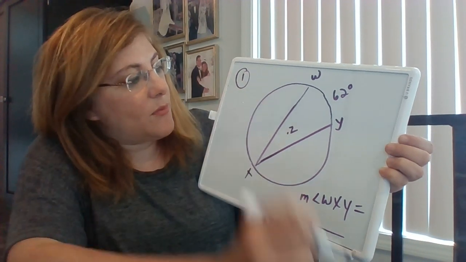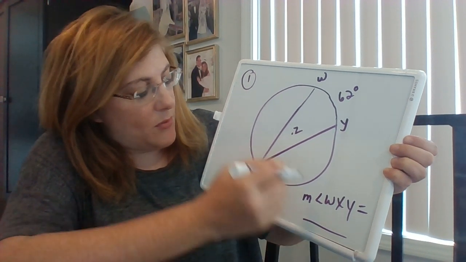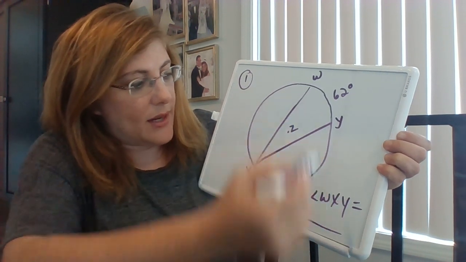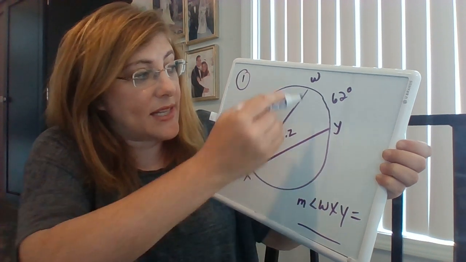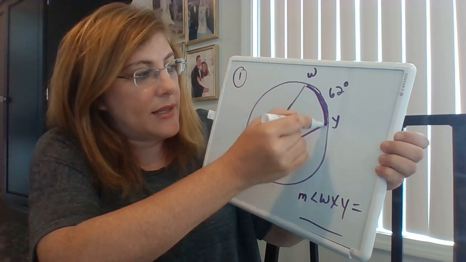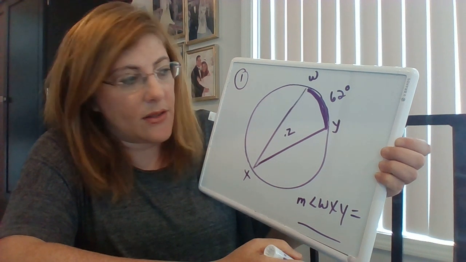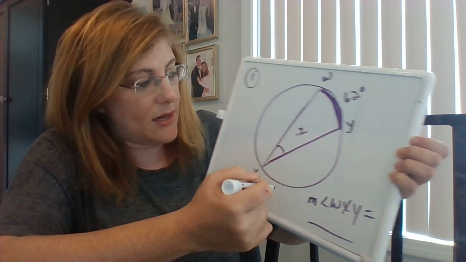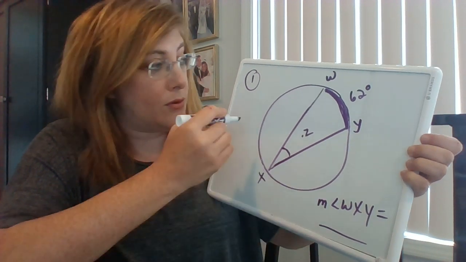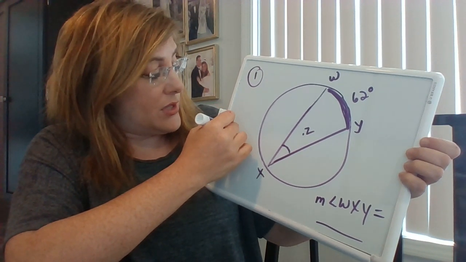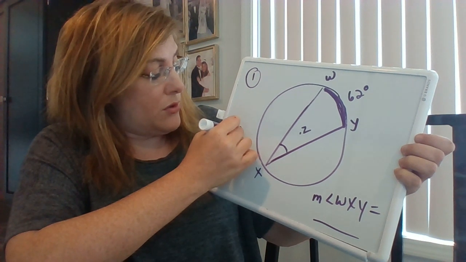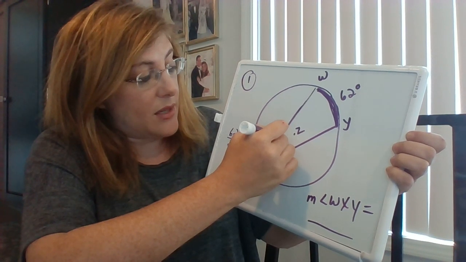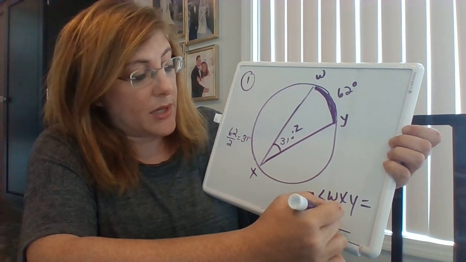Okay, let's look at problem number one. Problem number one asks us what the measurement of angle WXY is. Well, if we know its intercepted arc is 62 degrees, we know angle WXY, which is right here, has to be half of 62 degrees. So you can do 62 divided by 2, you're going to get 31 degrees. So this must be 31 degrees.